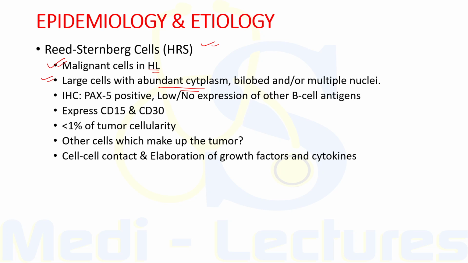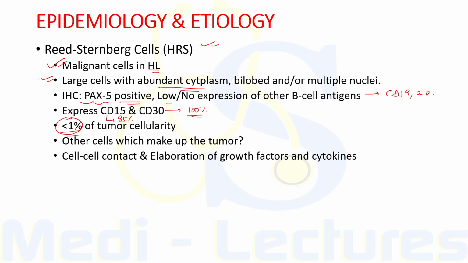On immunohistochemistry, these are often PAX5 positive but have low or no expression of other B cell antigens like CD19 and CD20. On the other hand, these express CD15 in 85% of the cases, and CD30 is positive in all the cases, that is 100% of the cases. These cells though comprise only less than 1% of the tumor cellularity.